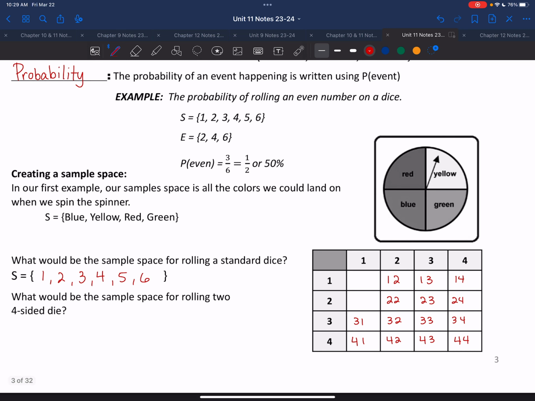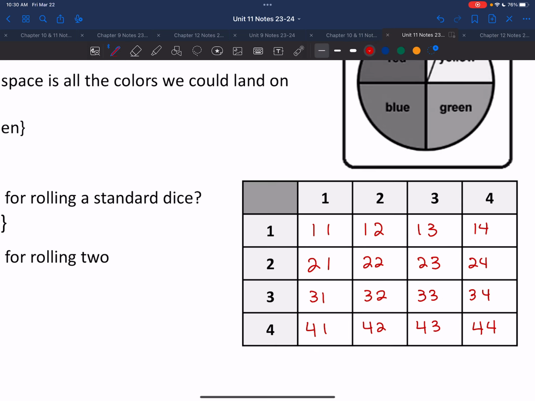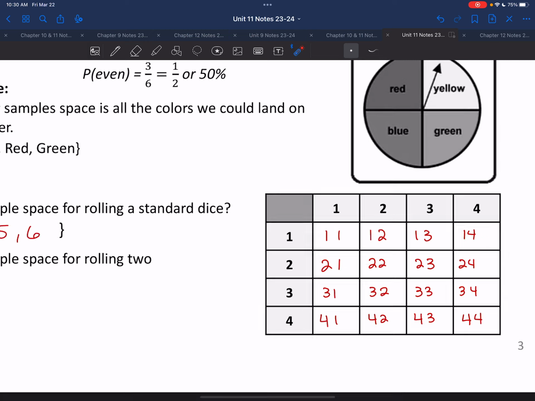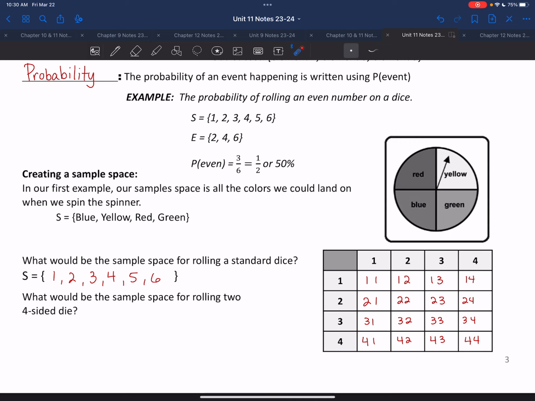And now it says, what would be the sample space for rolling two 4-sided dice? I've already started filling it in. If you have two 4-sided dice, here's 1, here is 2. These are the sample spaces for each die. Since I'm rolling two of them, the outcomes could be 1 and 1, 1 and 2, 1 and 3, 1 and 4, or 2 and 1, 2 and 2, all the way up to 4 and 4. So this sample space is a lot bigger than if we were just rolling one 6-sided die.